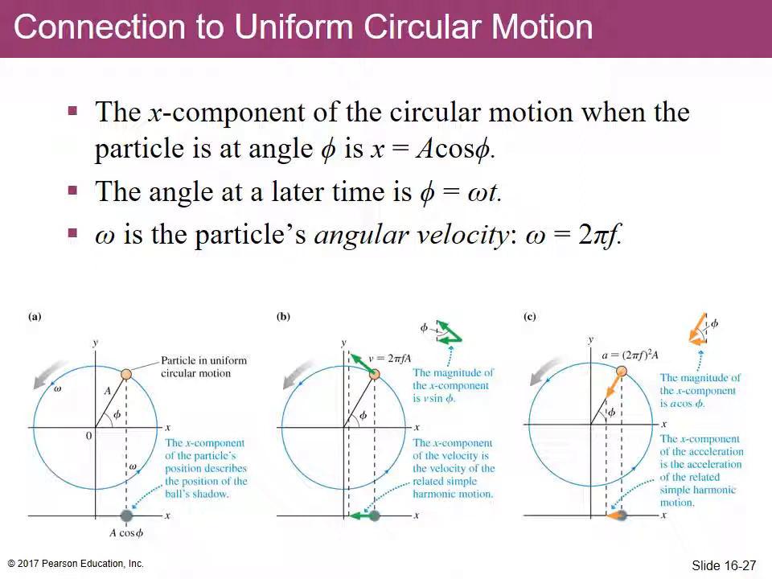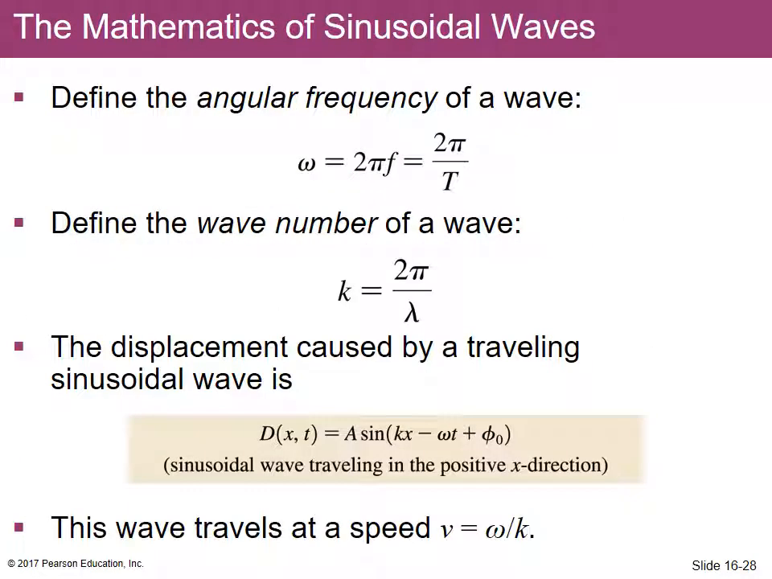In 1 period, the turntable goes through 360 degrees. So the angular frequency must be 2 pi divided by the period. Since the frequency is 1 over the period, the angular frequency is 2 pi times the frequency. As a convenience, we introduce another value, the wave number. The wave number is 2 pi divided by the wavelength.